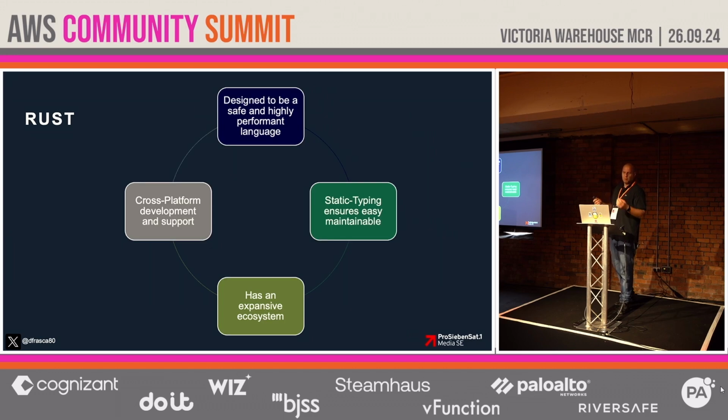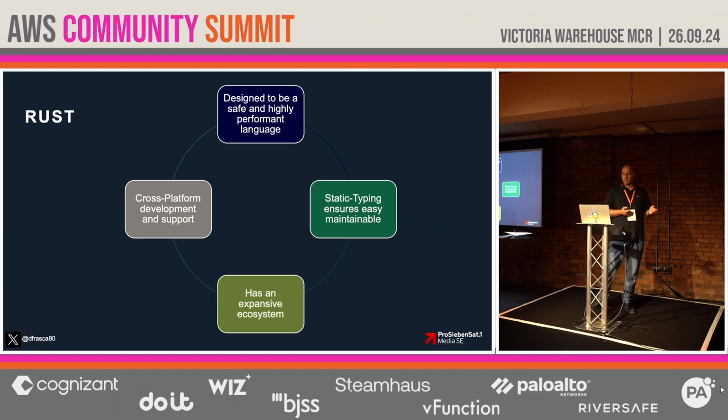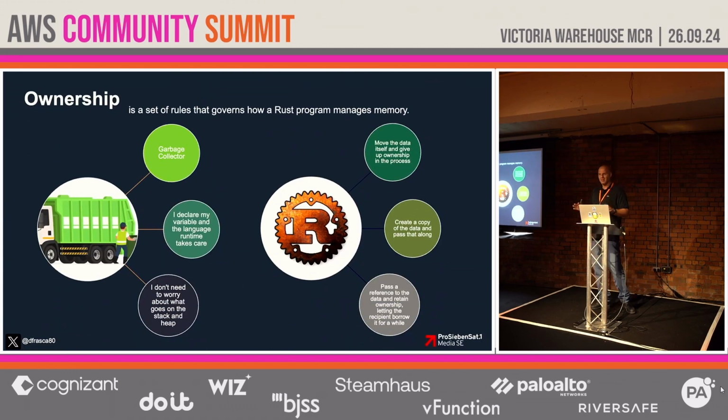Now, to build Lambda in Rust, what do you need to know? You need to know a few concepts. One of them, the most unlike the others, is called ownership, or the borrow checker. If you are developing and you start coding, the compiler will give you a lot of errors.